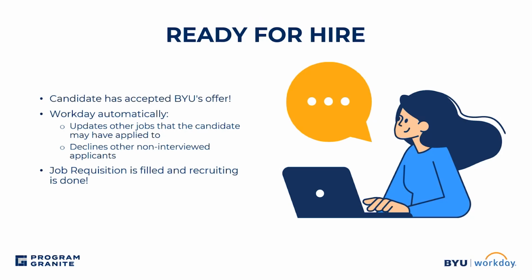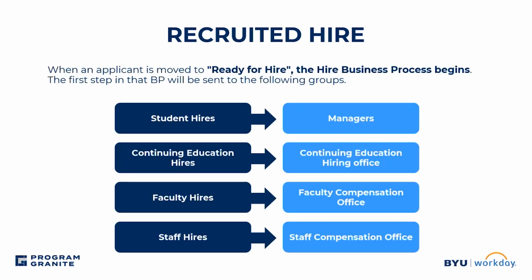So we talked about this, and we'll take a look at where it goes after they click ready for hire. In ready for hire, the candidate has accepted BYU's offer. Workday automatically updates other jobs the candidate may have applied to, declines all the other applicants, and the job requisition is filled and recruiting is done. We've selected our candidate. Then we go into hire. When the applicant is moved to ready for hire, the hire business process begins, and this is who it's going to be sent to.